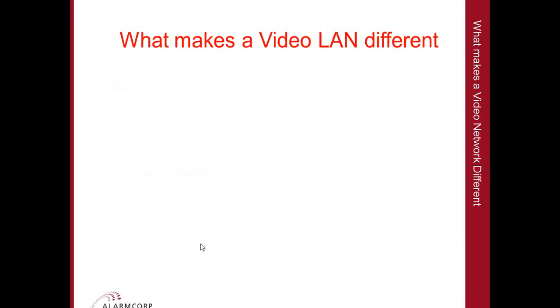so we've talked about edge recording and central recording and what were the benefits and disadvantages of each approach. Now let's talk about what makes a network video, or a video that's intended for a network that's intended for streaming video, different.